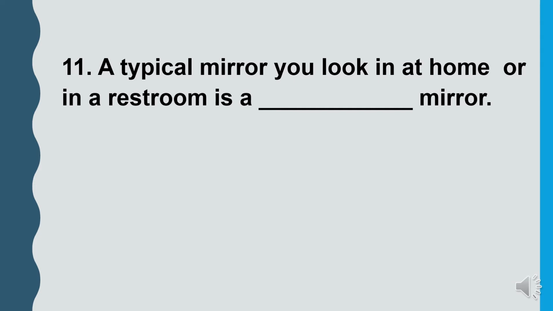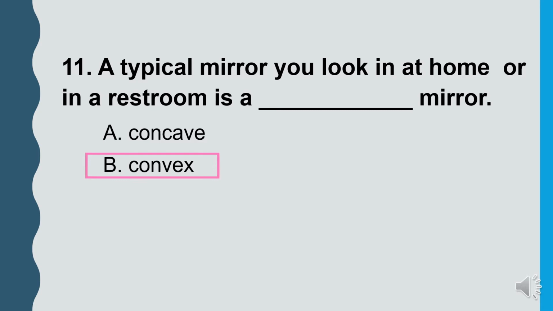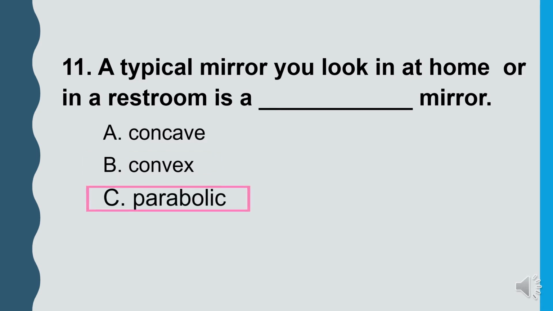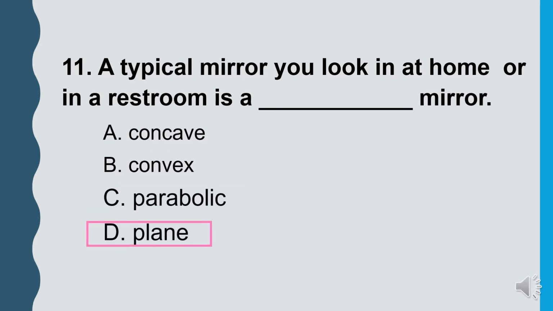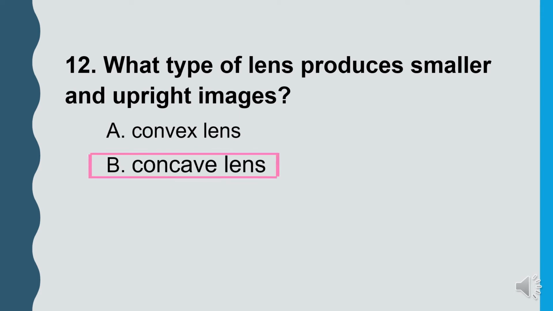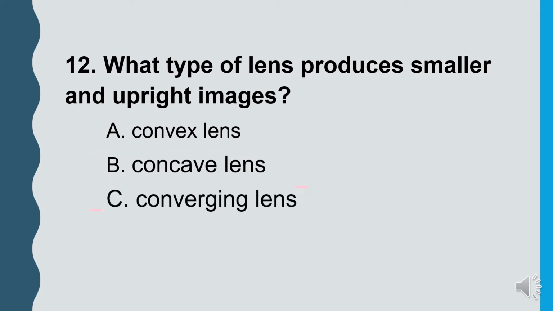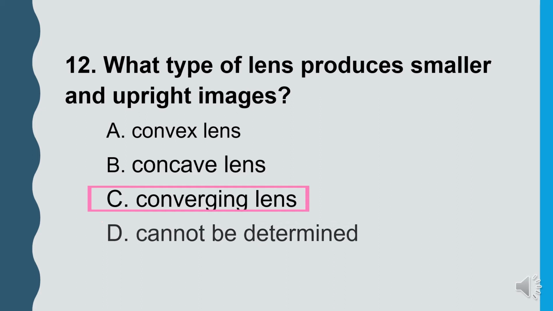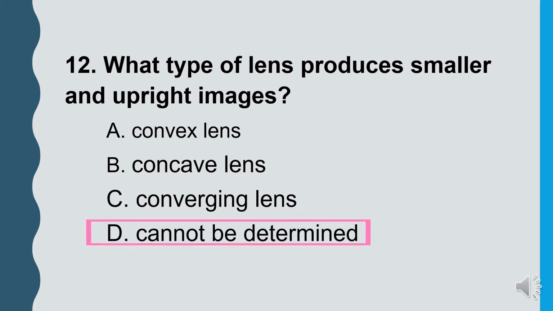11. A typical mirror you look in at home or in a restroom is a blank mirror. A. Concave. B. Convex. C. Parabolic. D. Plane. 12. What type of lens produces smaller and upright images? A. Convex lens. B. Concave lens. C. Converging lens. D. Cannot be determined.